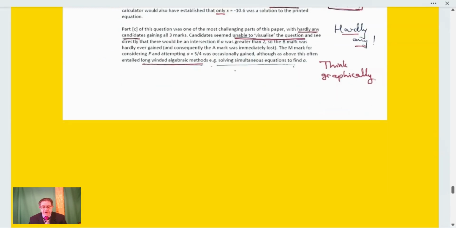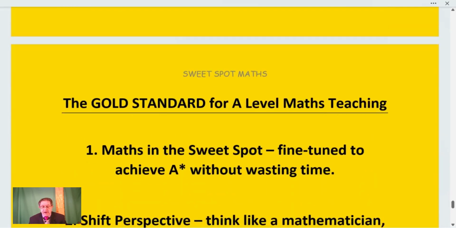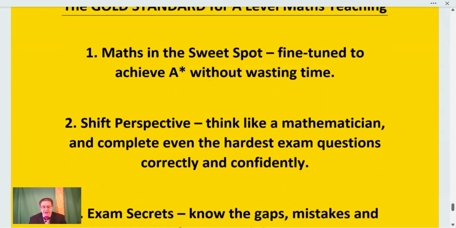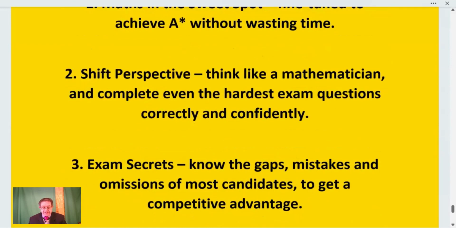Now that is the end of the first part of this lesson. This is Sweet Spot Maths, the gold standard for A-level maths teaching. In the second part of this lesson, I will do another question like the last one with a variable gradient and a couple of other toughies from recent examination papers, just to make sure that no matter how many candidates don't get marks on these modulus questions, you do get those marks and do get the competitive advantage and the A star.